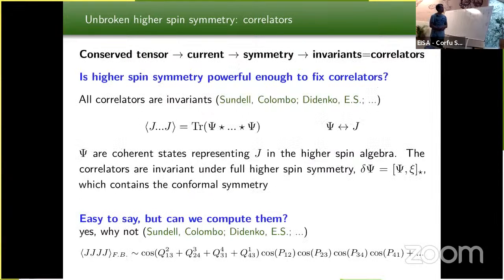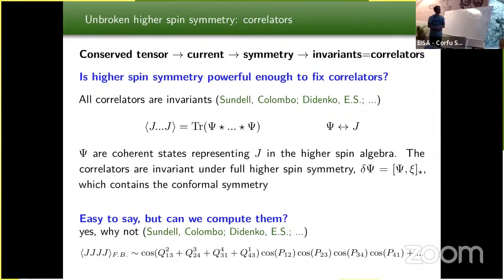So, okay, we have tensors, currents, we have some infinite symmetry. What about correlation functions as invariants of this symmetry? So we know that the usual conformal symmetry is not powerful enough to fix correlation functions. It imposes certain constraints, but they are too weak, so you have to work hard to fix them by some other principles. So is high spin symmetry powerful enough to fix correlators?